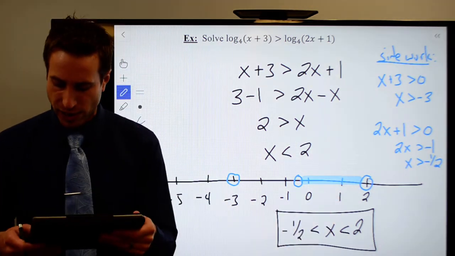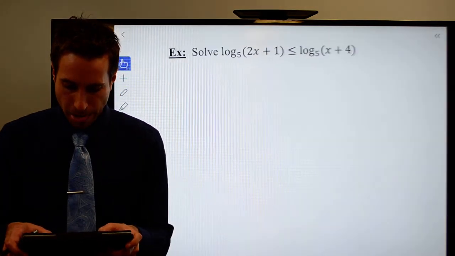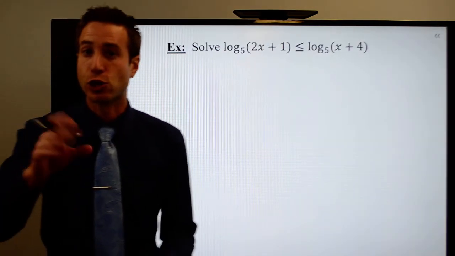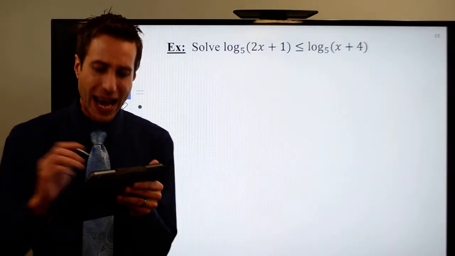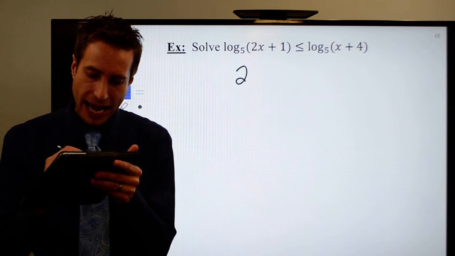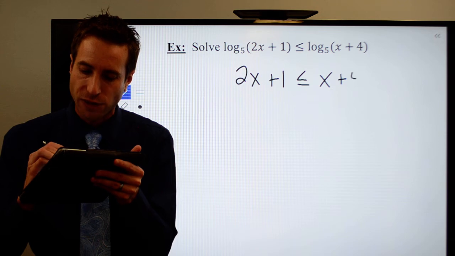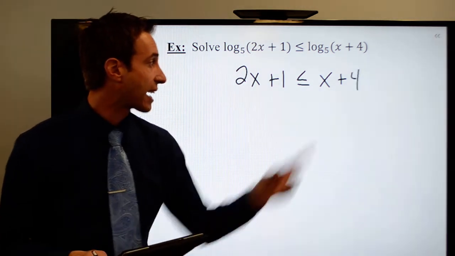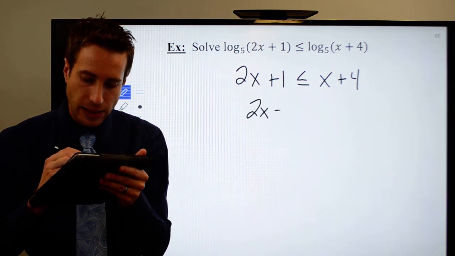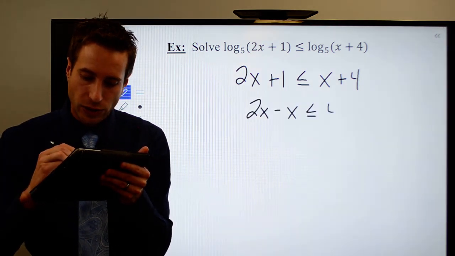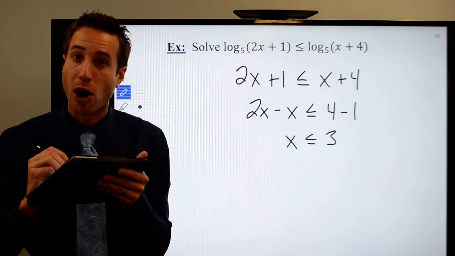Let's do another one just to make sure you guys got this down. I got this one for you right here. Again, just quickly looking at it, log base 5, log base 5. So we go ahead and set our arguments to x plus 1 is less than or equal to x plus 4, and let's go ahead and solve for x. I'll subtract x to this side, subtract 1 to that side, 2x minus x less than or equal to 4 minus 1, which means x needs to be less than or equal to a +3.